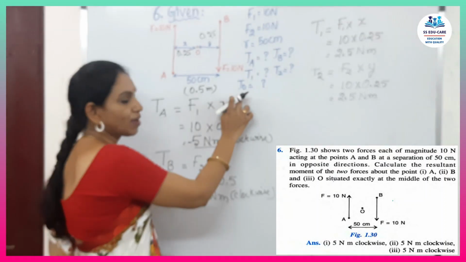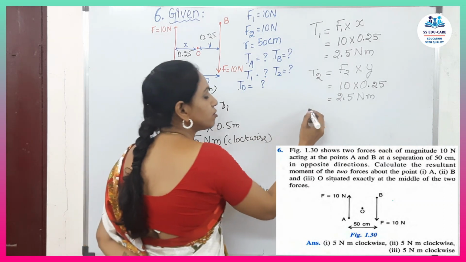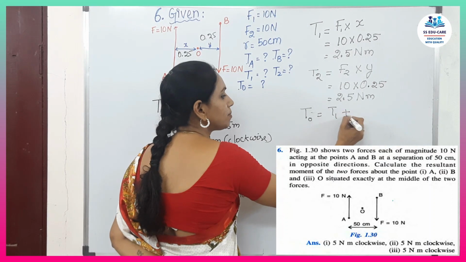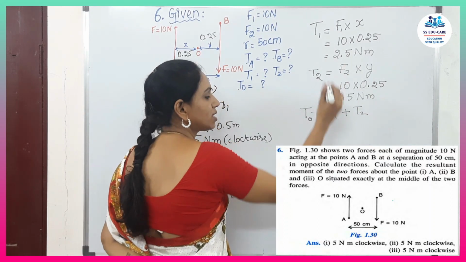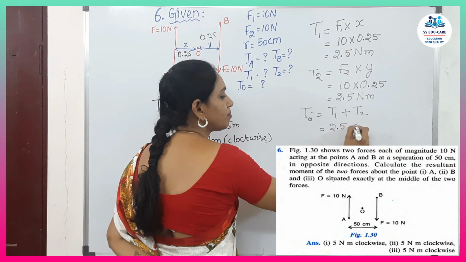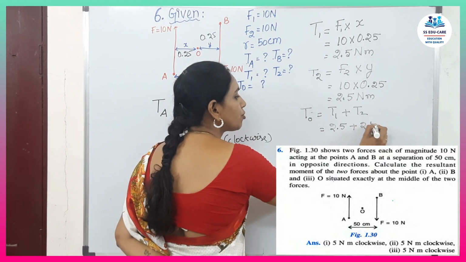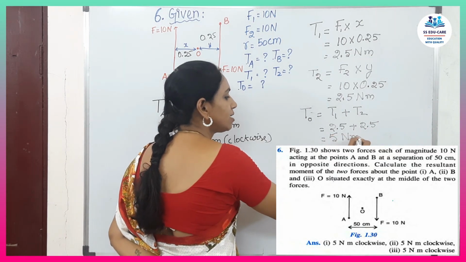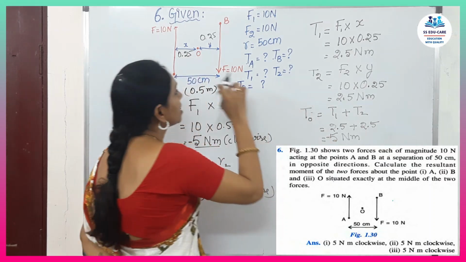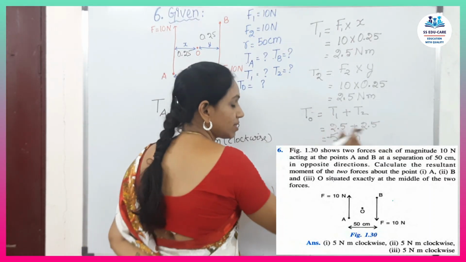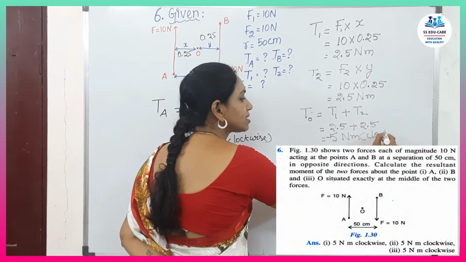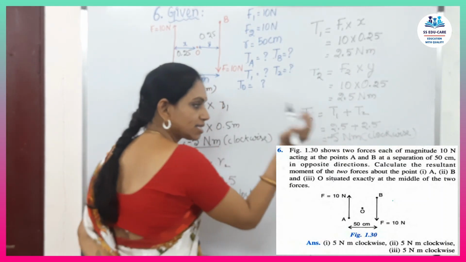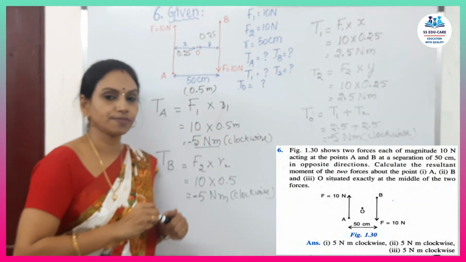Then they have asked us to find out the resultant. So here τ naught is equal to τ1 plus τ2. What is τ1? 2.5, plus τ2 is also 2.5. The final resultant is 5 Newton meter, which is moving anti-clockwise direction. And that is clockwise, sorry. Clockwise. Since it is clockwise, the sign convention is minus.